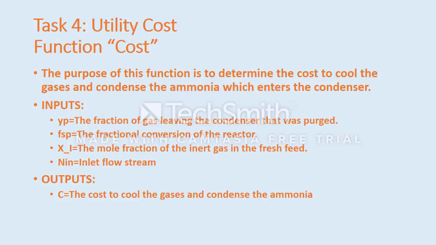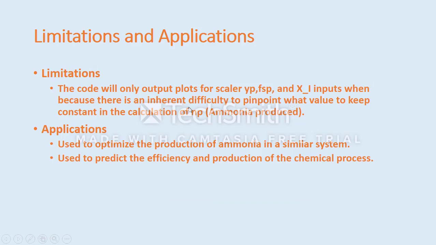Task four, we had to determine the utility cost, the cost to condense the ammonia and cool down the gases in the system. We have four inputs this time. YP, FSP, XI, which is the same as the first function. However, we have NN. NN is essentially the sum of the feed stream. As I mentioned earlier, it was given to us, it was assumed that it was 1 mole entering the feed stream, but in this code we can actually determine the feed stream ourselves in kilomoles per hour. By changing that, we can determine different costs to cool the gases and condense ammonia, which makes this code pretty unique. Some of the limitations and applications of our code, I'll discuss as I'm going through our algorithm.